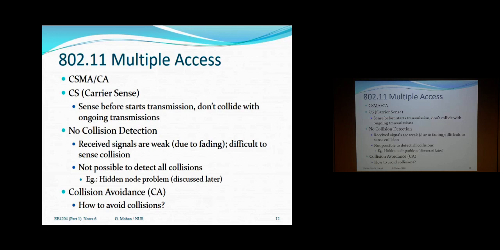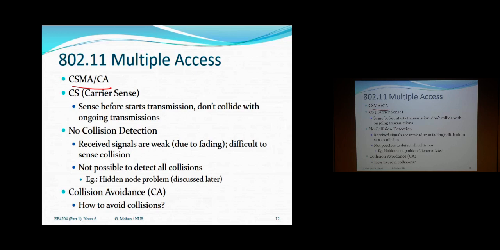Now we are ready for the so-called MAC, multiple access. 802.11 uses CSMA/CA. If you can recall, Ethernet uses CSMA/CD. CS stands for carrier sense, MA stands for multiple access. Multiple access we don't need to explain much.